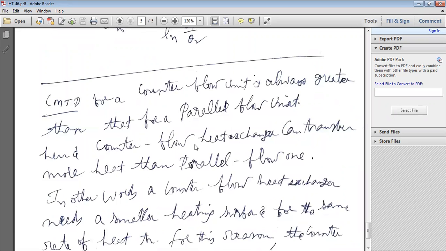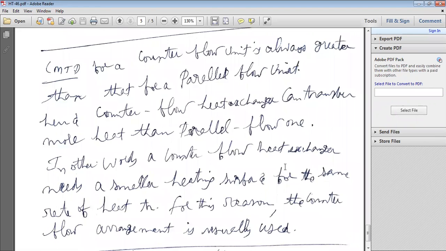Very, very important. Hence, a counterflow heat exchanger can transfer more heat than a parallel flow heat exchanger. In other words, a counterflow heat exchanger needs a smaller heating surface area. That's why everybody is using counterflow heat exchangers nowadays. It requires a smaller heating surface area, so you can use less space and also make compact heat exchangers.